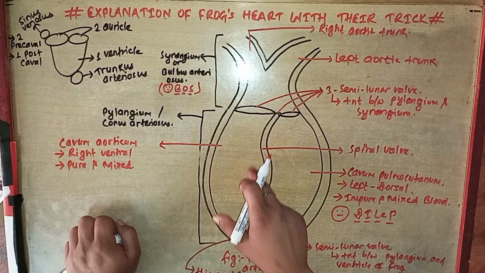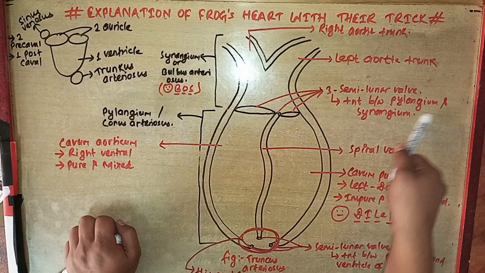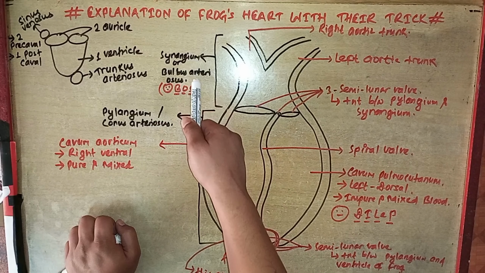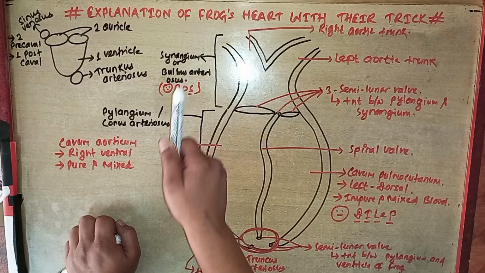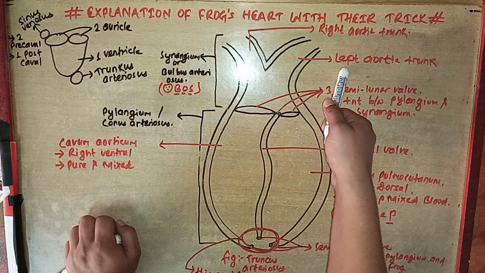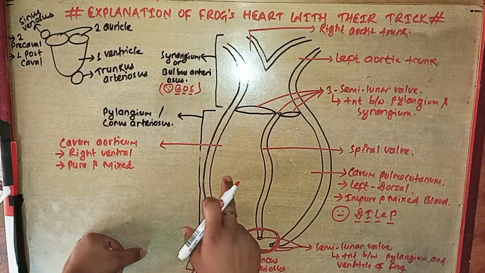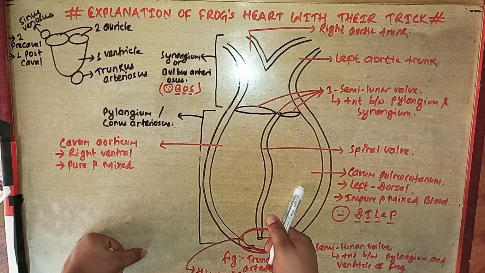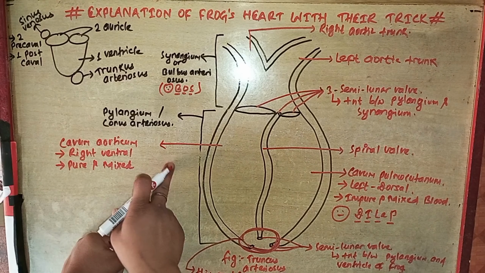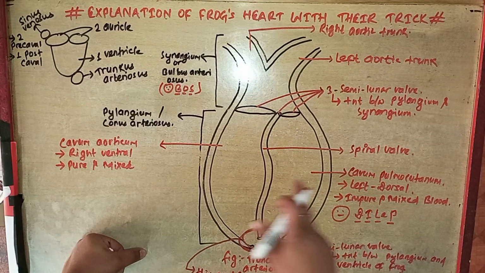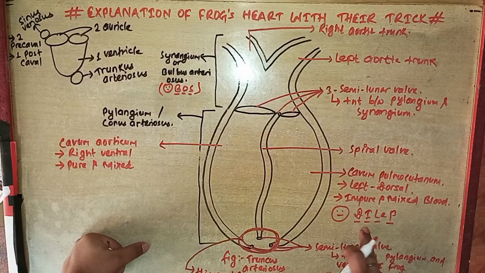That is, truncus arteriosus is divided into synangium and phalangium by semilunar valves. There are three semilunar valves present between phalangium and synangium, and this synangium is also called bulbus arteriosus or ventral aorta. And the trick to remember all those names was BOS. And then synangium is divided into left aortic trunk and right aortic trunk. This is not so important. And after that, this phalangium is divided into cavum aorticum and cavum pulmocutaneum by the spiral valve. Cavum aorticum is present in the right ventral position and contains pure and mixed blood. Cavum pulmocutaneum is present in the left dorsal position and contains impure and mixed blood. To remember all this, we have the trick called DILEP.